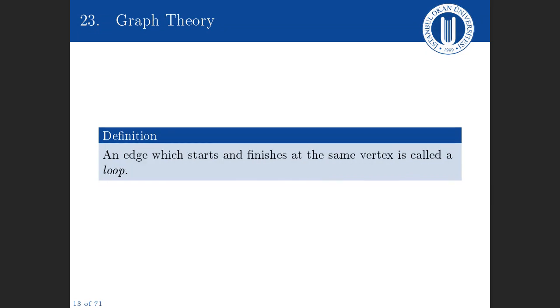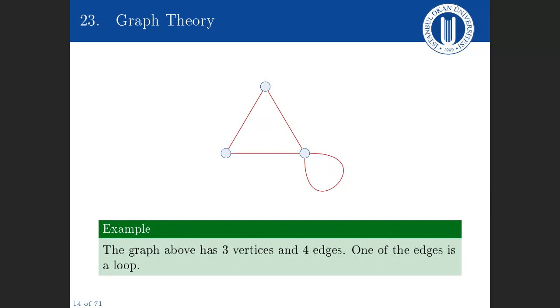An edge which starts and finishes at the same vertex is called a loop. So, for example, this is a graph. This graph has 3 vertices, those are the 3 blue triangles, and it has 4 edges, the 4 red lines. One of these edges, the one at the bottom right, starts and finishes at the same vertex. This is called a loop.